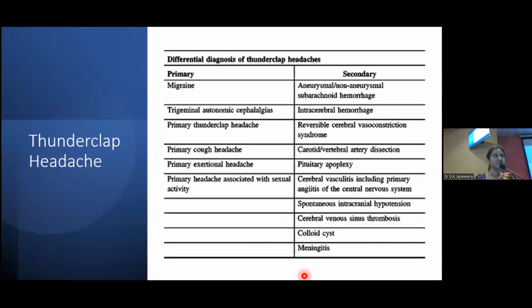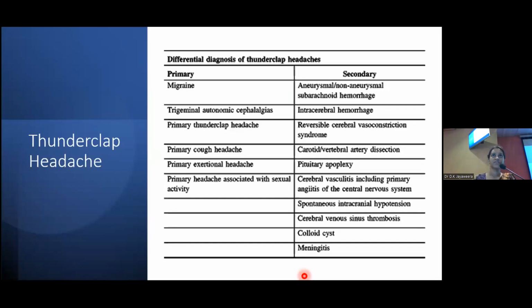Although the first differential diagnosis, and perhaps the most important one that you should think of when a patient comes with thunderclap headache, is of course SAH, it's certainly not the only cause. There are other secondary causes like pituitary apoplexy and venous thrombosis. And interestingly, it can even be caused by a primary headache disorder.